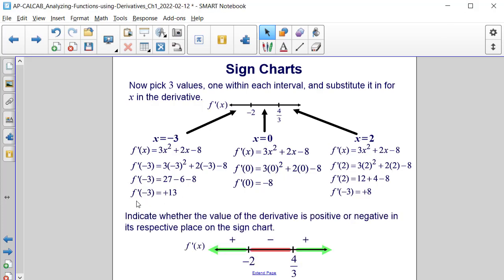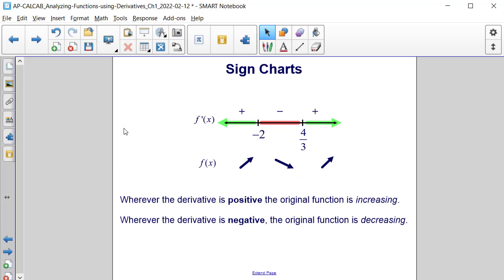And then since f prime of negative 3 was positive 13, we put a plus sign over top of the sign chart for that interval. Because f prime of 0 was negative 8, we put a negative sign in between negative 2 and positive 4/3. And because f prime of 2 was positive 8, we put a plus sign to the right of 4/3. And that's how our sign chart is used. And now that our sign chart is completed, we can now interpret it.